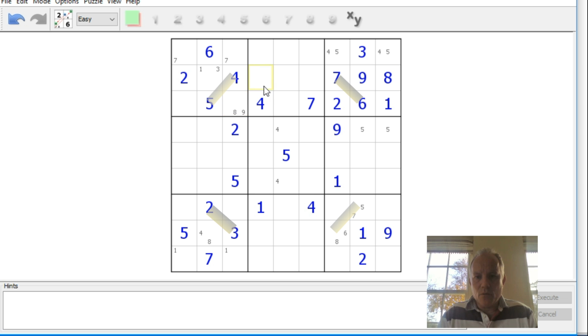5 is one side or the other of this row. 6 is as well, because it can't be in the middle. Sorry. 5, 6 there, 5, 6 there. So that's 1 or 3, and it can't be a 3, because it's diagonally next to a 4. So that gets us going a bit.